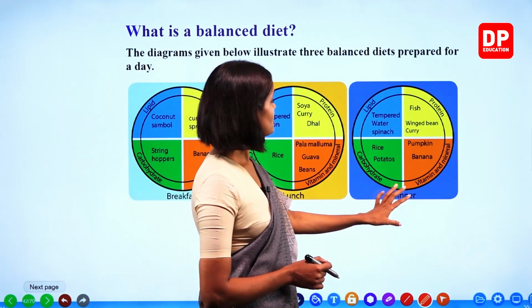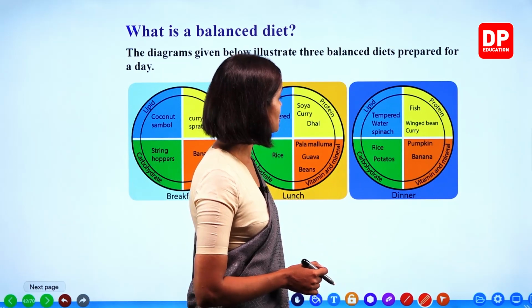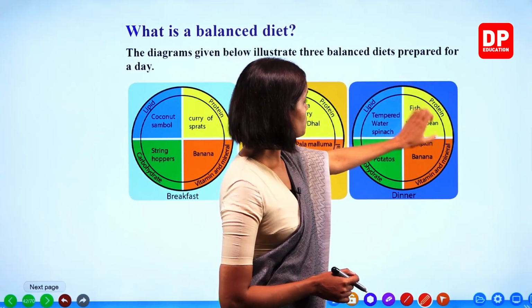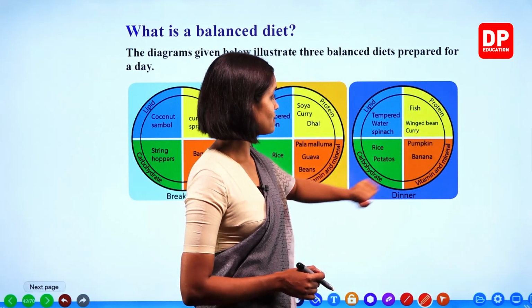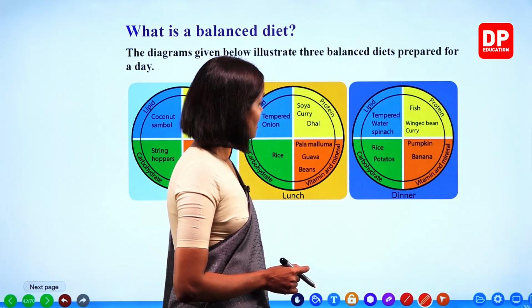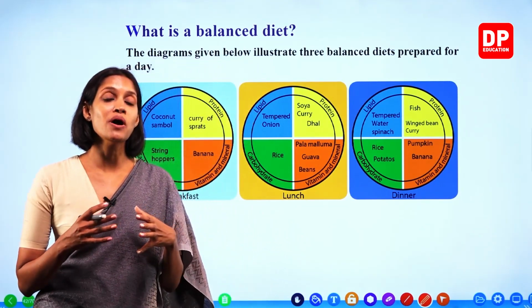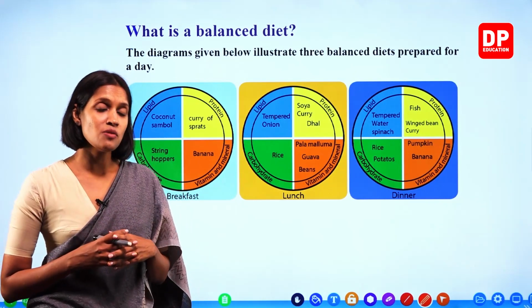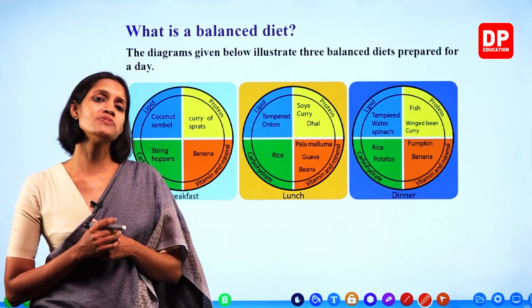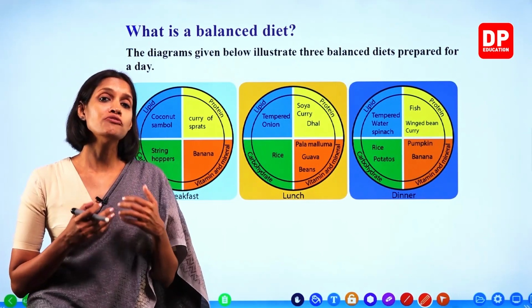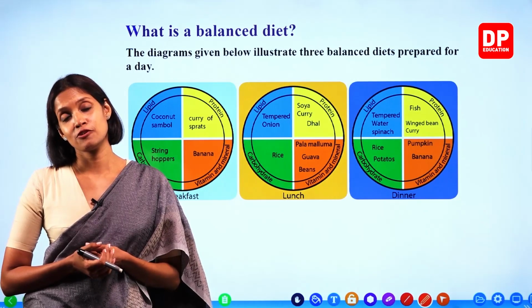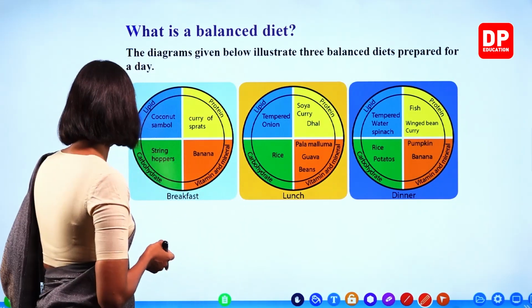Right, so for dinner, under carbohydrates, rice and potatoes. Under lipids, tempered water spinach. And under proteins, fish and bean curry. And vitamins and minerals, pumpkin and banana. So you always have to consider the amounts of nutrients present. And at the same time, always check whether all the necessary nutrients are there in your plate. Some children don't like to eat green leaves. If you don't eat green leaves, you will not get enough vitamins and minerals. Okay, children? Right. We'll move on to the next.